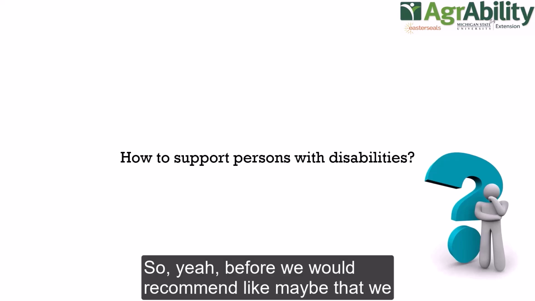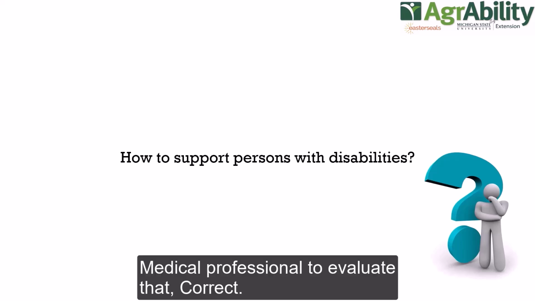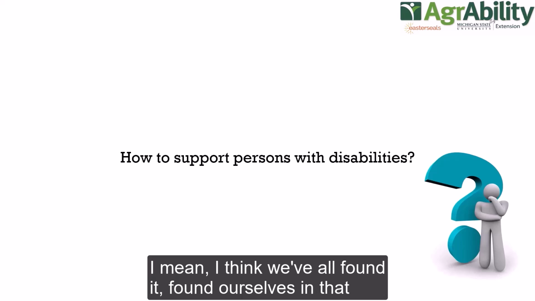So one thing with AgrAbility is, before we would recommend maybe even a step or a lift for a tractor or ATV, we make sure they have a driver's license. If someone lost it, they need to go test again, or, like you mentioned, find a medical professional to evaluate them. Correct. We want to have ER pay for something. No, that's sticky. Yeah, I think we've all found ourselves in that position.